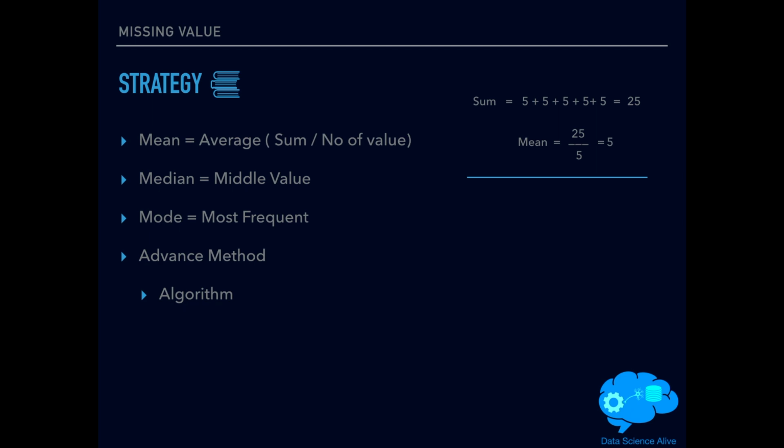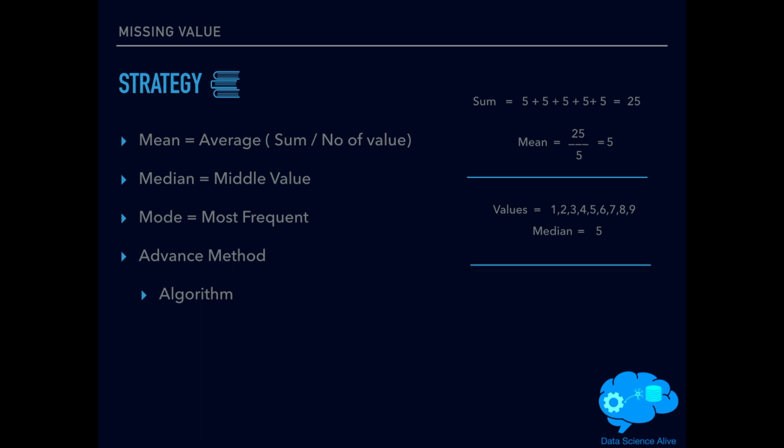Now let's look into the next strategy, that is median. For the median, we will consider the data set 1, 2, 3, 4, 5, 6, 7, 8, 9. Here we have got 9 values. We arrange them in ascending order. After arranging them in ascending order, we need to find the middle value. The middle value for this data set is 5. Hence the median of this particular data set is 5.